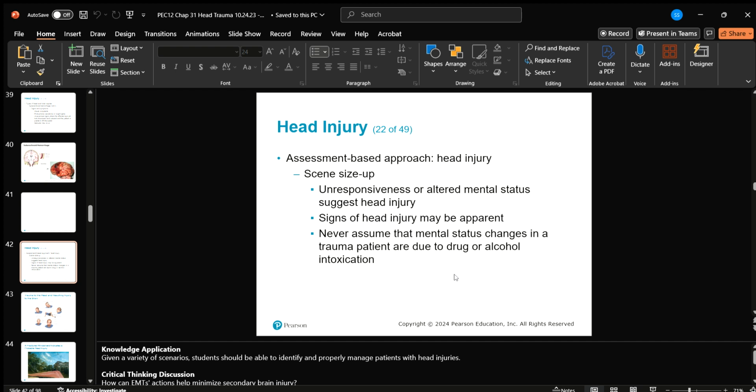It says never assume that mental status changes in a trauma patient are due to drugs or alcohol intoxication. They could be obviously drunk. You can arrive on scene and there could be beer bottles everywhere. They could have the smell of alcohol on their breath, but they could also have a head injury. So don't ever get that tunnel vision and think, oh, he's just a drunk, that's why he's altered. Also, do your due diligence and do your assessments.